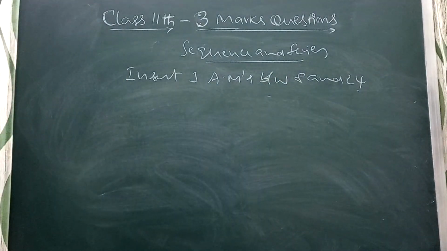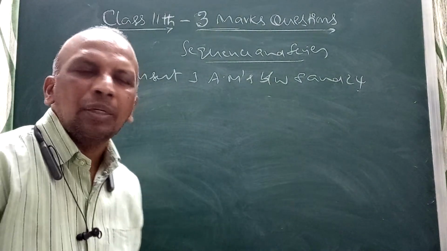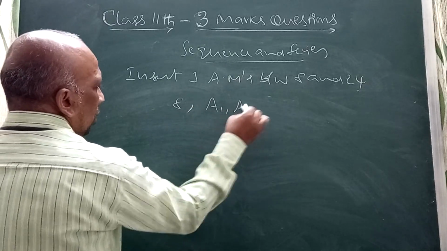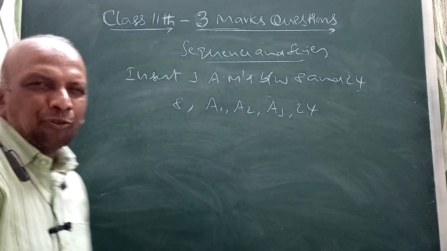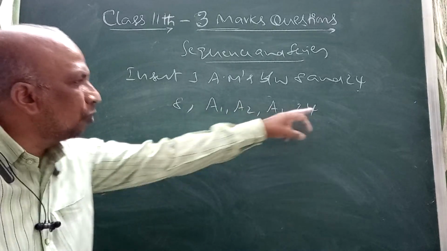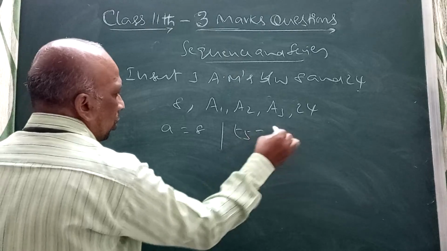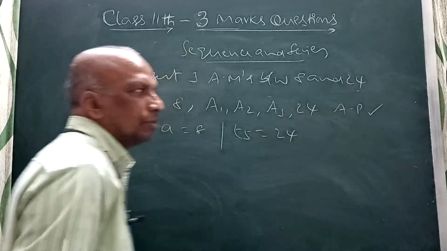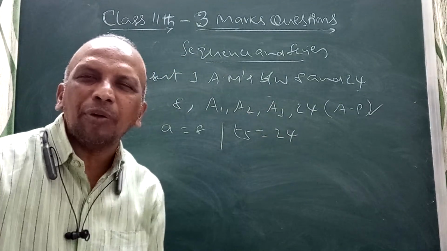When they ask to insert 3 AMs between 8 and 24, what we do is write 8, A1, A2, A3, and 24. Counting 1, 2, 3, 4, 5, this is the fifth term. So a is equal to 8 and T5 is equal to 24. The terms are in AP, so 24 is the fifth term, T5 equals 24.